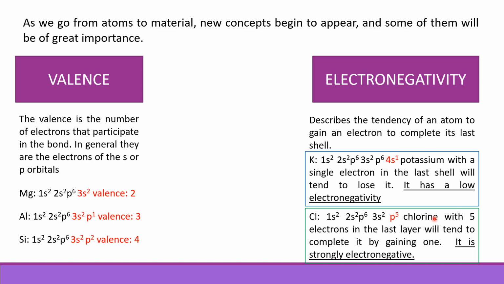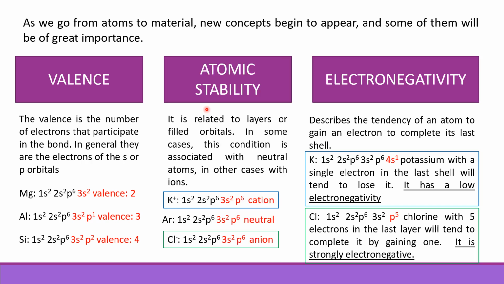The opposite is the case with chlorine, for instance. Chlorine has 17 electrons. So in the last shell, it's 3s2 3p5. Then we have 7 electrons in the last shell. So that means that we need 1 additional electron to fill this shell. The tendency to catch this electron is very high. Then electronegativity is very high also. And then it's reflected in this atomic stability.